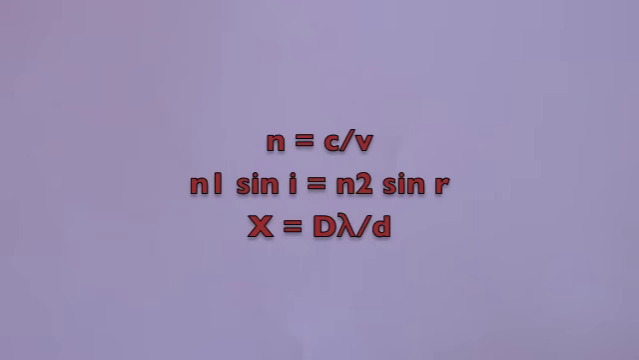And finally, fringe spacing for a diffraction grating, x, which is the vertical distance on the screen, is equal to capital D, which is the distance from the slit or the grating to the screen, times lambda, which is the wavelength of the light, divided by d, which is the spacing between the slits in the diffraction grating.